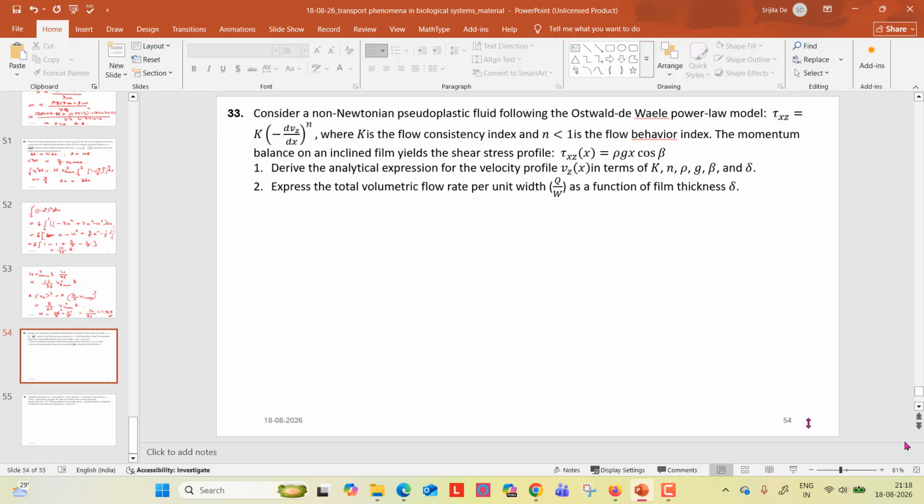Consider a non-Newtonian pseudoplastic fluid following the Ostwald-de Waele power law model, where K is the flow consistency index and n less than 1 is the flow behavior index. The momentum balance on an inclined film yields the shear stress profile tau xz equals rho g x cos beta. Derive the analytical expression for the velocity profile Vz(x) in terms of K, n, rho, g, beta and delta. Express the total volumetric flow rate per unit width as a function of film thickness delta.